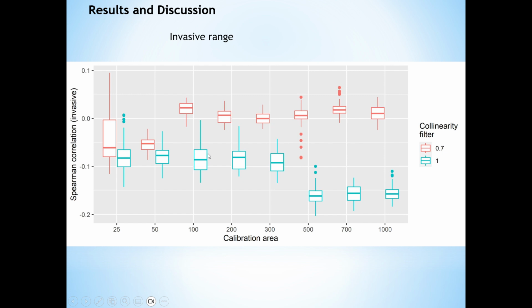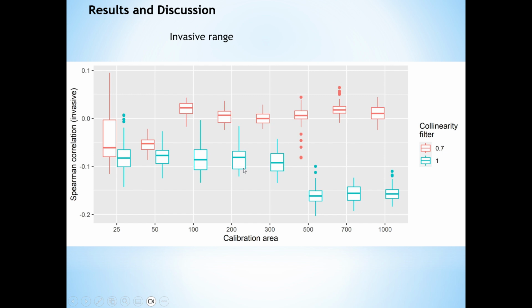This effect was opposite to the one found in the native area, which may result from a higher chance of extrapolation when more predictors are used. The interaction is observed here as a slight increase in performance with the extent of the calibration area here, and a slight decrease in performance with the extent of the calibration area here.